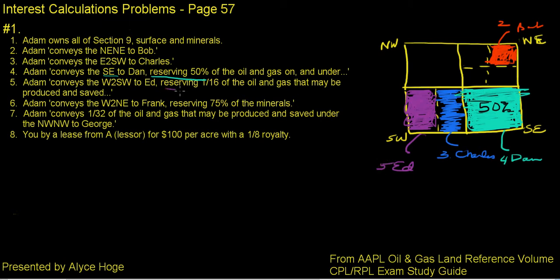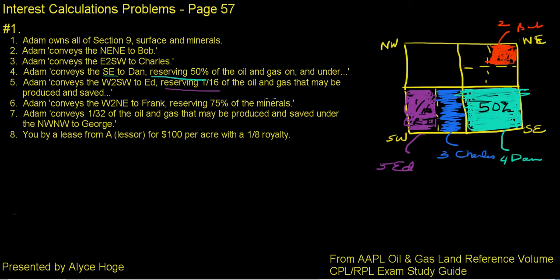But notice that Adam is reserving 1/16. So I'm just going to put over here 1/16. So remember that Adam owns a 1/16 royalty interest. Okay? 1/16. Okay, that's not the clearest in the world, but you'll remember what that is.